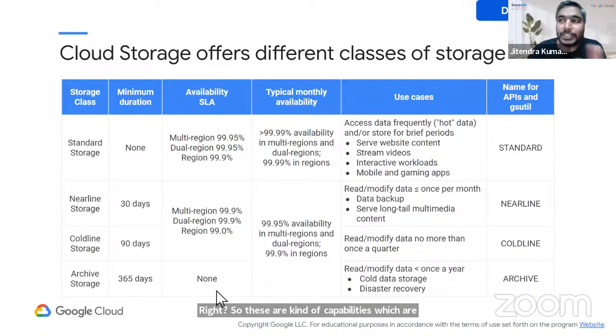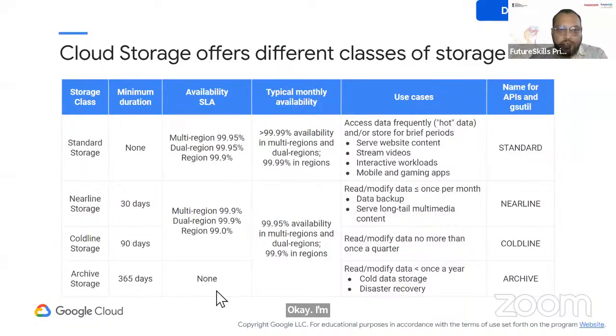And these are different storage classes that we have got, right? So go with standard storage, nearline, coldline, and archive, right? These are the four storage classes that we have. Now look here, when I say minimum duration, it is basically.